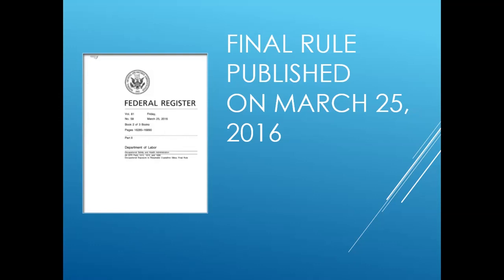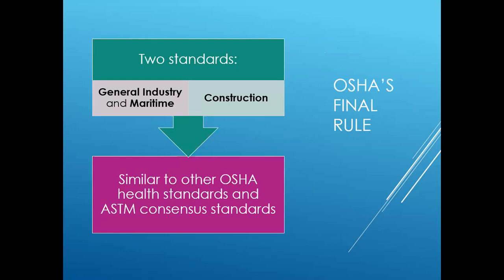In order to help prevent occupational exposures to crystalline silica, OSHA updated this standard with the final rule published in March of 2016. With this final ruling, OSHA has two standards that are enforceable. That is the General Industry Maritime Standard and the Construction Standard. This is a similar breakdown to other OSHA standards, with construction generally being defined as work for construction, alteration, and/or repair, and general industry being any industry not included in construction, maritime, or agriculture.